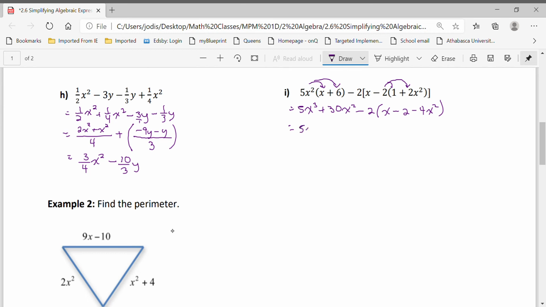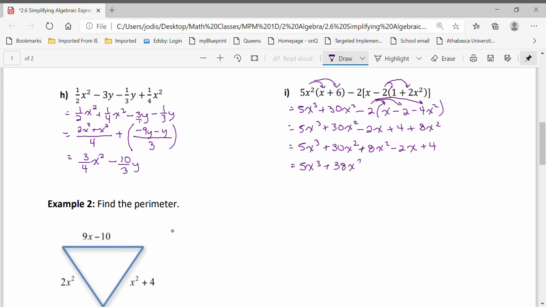Okay, so then copy these ones out. And then we're going to distribute in here. We can't simplify in that bracket, so we're just going to distribute. So we've got negative 2x plus 4 plus 8x squared. So now, like terms, we have no other x cubed, so that stays at the front. We've got some x squareds, and then an x and a constant. Add up these like terms, so plus 38x squared, and then leave the rest.